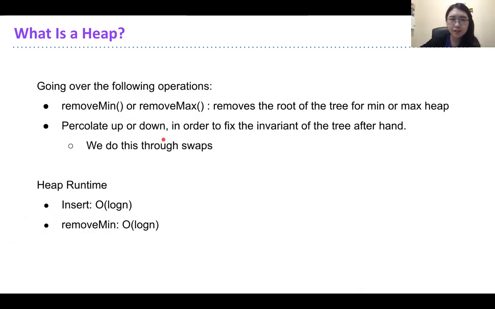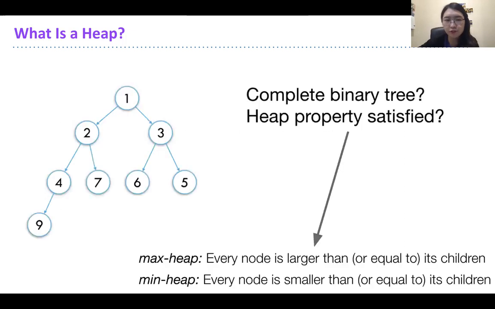In order to truly understand what a heap is, we will need to understand some key operations as well. The first thing is remove min or remove max. Basically it removes the root of the tree for a min or max heap. So for example, this is 1, right? Because this is a min heap, the very first element, the root, will be 1. So when we call remove min, we are going to remove 1.